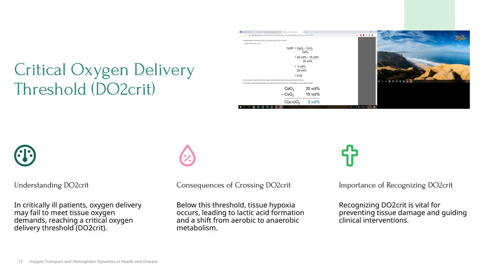In critically ill patients, this situation is particularly concerning because their oxygen delivery systems might fail to meet the tissue demands. When oxygen delivery drops to or below DO2 crit, it's a red flag that tissue oxygenation is compromised. Understanding and recognizing DO2 crit is crucial in clinical practice. It helps us prevent tissue damage by intervening early and guiding our treatment strategies effectively. Essentially, being aware of this threshold allows us to act before irreversible damage occurs, ensuring better patient outcomes.